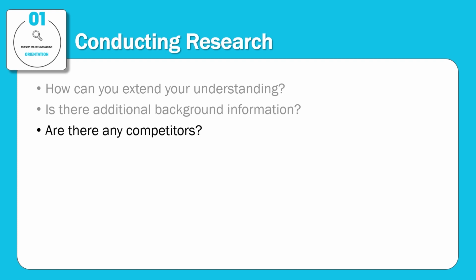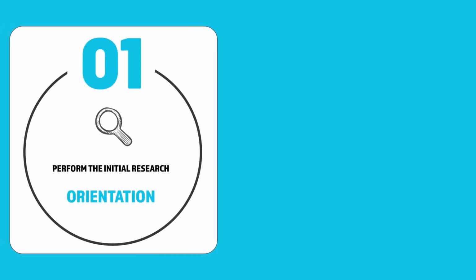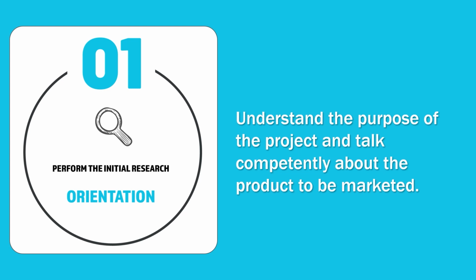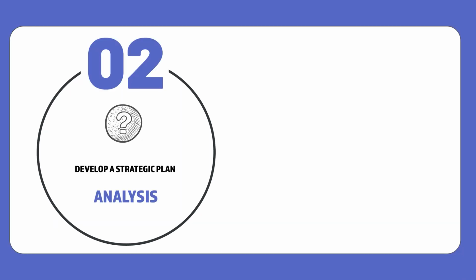Also, it's good to know, are there any competitors? The competitors will have dealt with some of the same issues, and you can see how they solved these design problems. So at the conclusion of the orientation phase, you should really understand the purpose of the project, and you should be able to talk competently about the product and how it's going to be marketed. If you have a good understanding of this, you're ready to move on to phase 2.